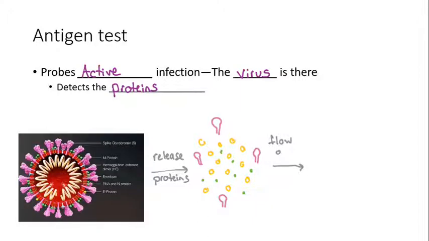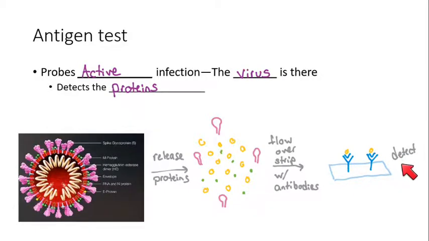Then we flow this protein extraction over a strip that contains antibodies. Antibodies we often draw as these Y shapes. It's similar to how the structure actually is. And when we flow the proteins over, if the proteins are present, they bind the antibody and we can detect that. So while this is a newer test, it's thought that it actually has a lower specificity.